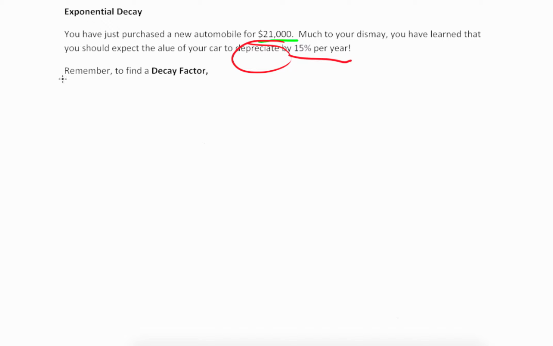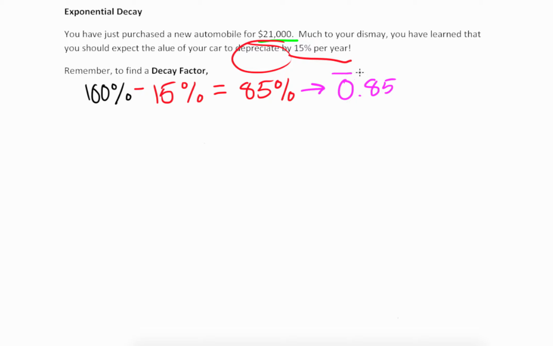So remember, to find a decay factor, I take 100%, and then I subtract that percent decrease. My car is losing 15% of its value every year, and that is going to equal 85%. Now I convert that to a decimal and get 0.85. So this is my decay factor.